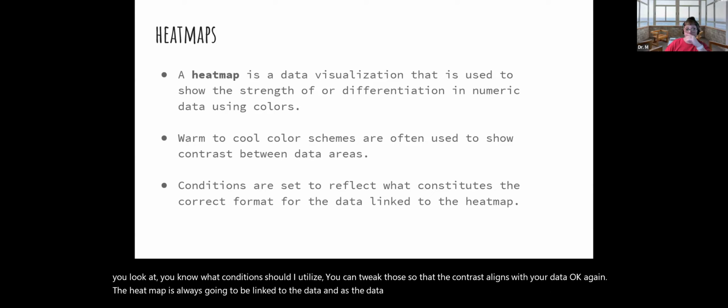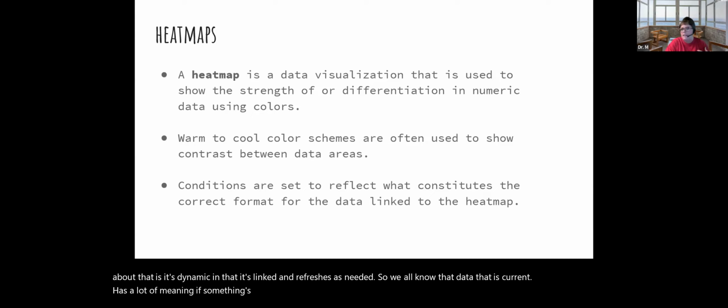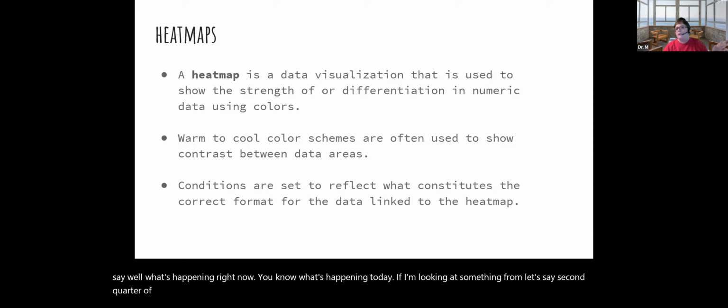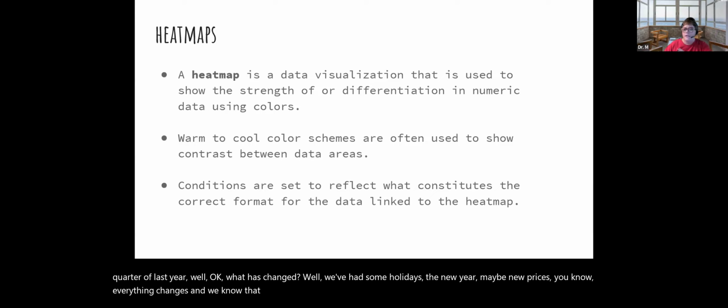So we all know that data that is current has a lot of meaning. If something's historic, we could use that data to maybe make inferences about the future, but we can't say what's happening right now, what's happening today. If I'm looking at something from, let's say, the second quarter of last year, okay, what has changed? Well, we've had some holidays, the new year, maybe new prices. Everything changes, and we know that. So always know what you're linked to and what data is there.